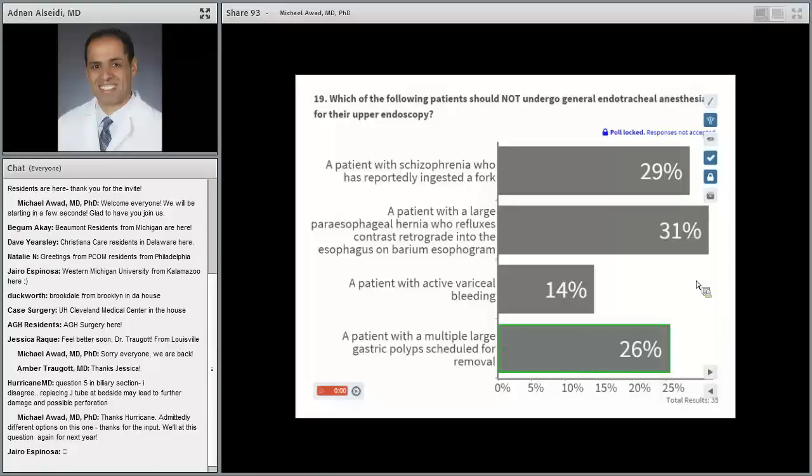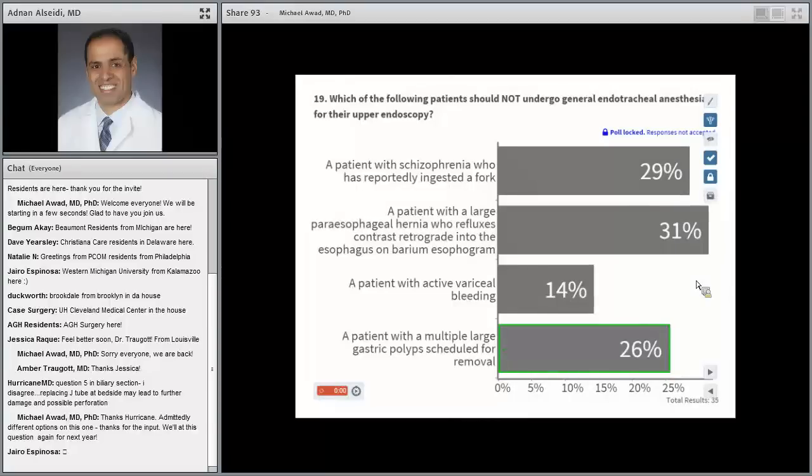So it's probably not the best worded question. The idea here is which one of these patients is safe to do sedation for an EGD? That's what we're trying to ask. And the answer here is D, the patient with large gastric polyps, because these can actually be removed rather easily, and the risk of aspiration is low.